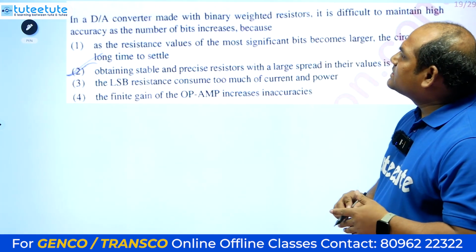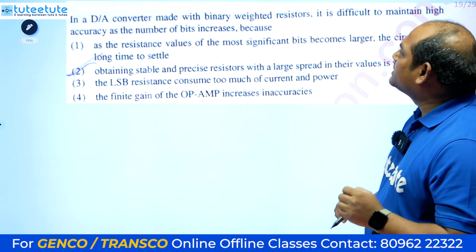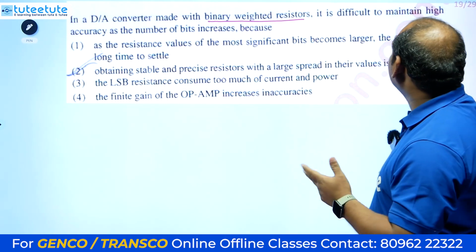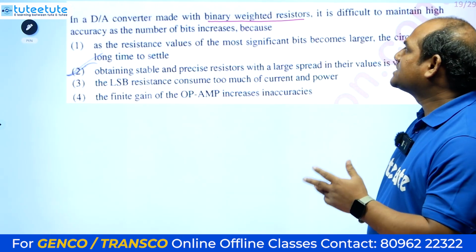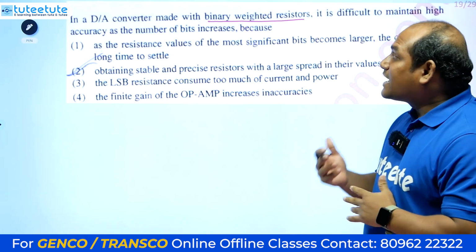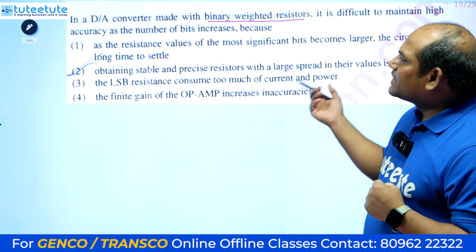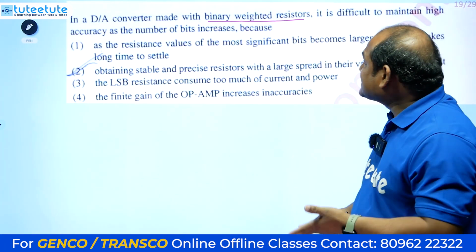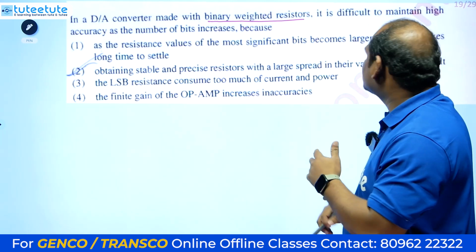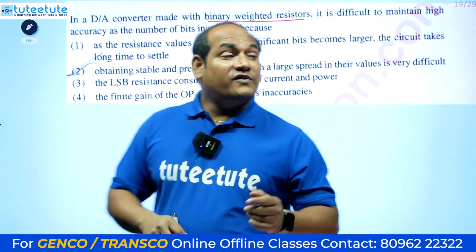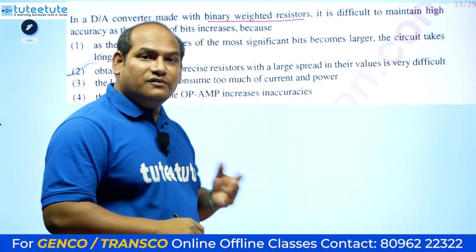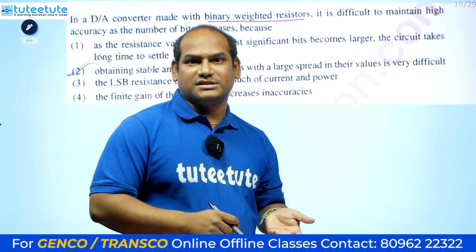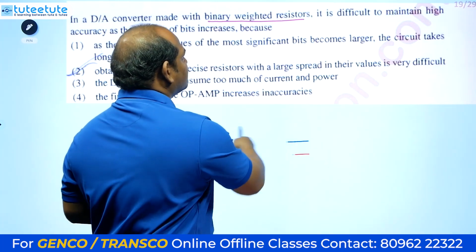In this particular case, in a D to A converter made with binary weighted resistors, it is difficult to maintain high accuracy as the number of bits increases. That is true. What is the reason? Obtaining stable and precise resistors with a large spread in their values is very difficult. With weighted resistors, a lot of accurate resistors are required, but it is difficult to get that type of resistors. Because of that, we can say it is difficult.